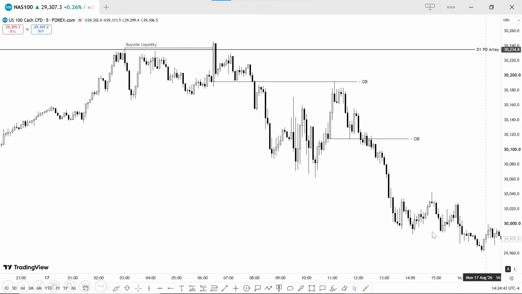Because I still have lower objectives, you can see that I'm anchoring everything from the daily PDRA. So I have a daily objective that had not been met yet. So I still expect price to trade to the downside. So once that happened, the swing high formed here.